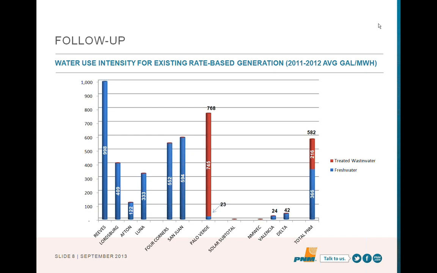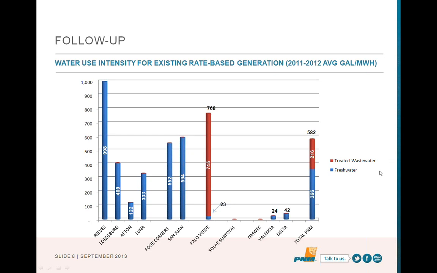Okay, so let's look at this water intensity graph. The change over the first version of this graph that we presented is we added the treated wastewater that is used at some of our facilities. Before, we were only showing freshwater use. That underrepresented the amount of water that's required, particularly at Palo Verde. But what this does is it illustrates, again, an example of balance between the fresh water that's used and reclaimed wastewater.